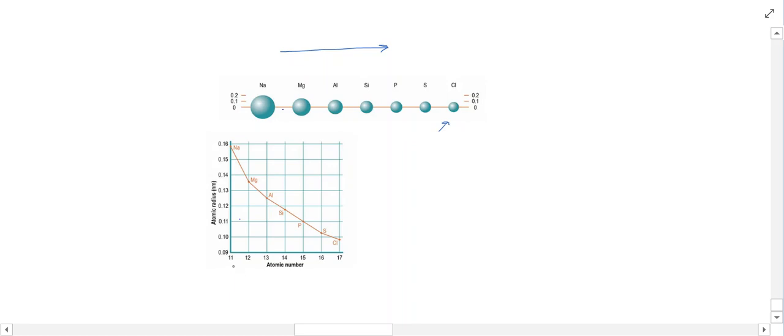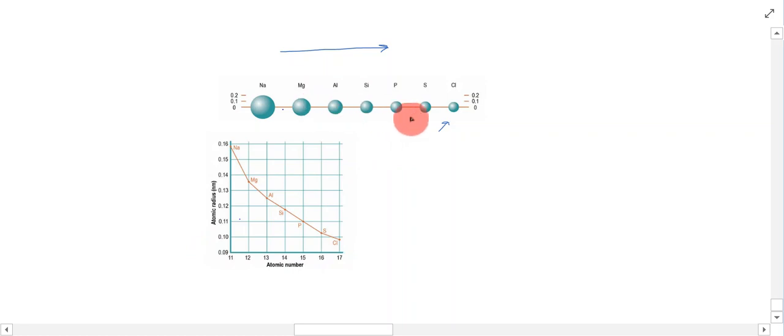So what we can see here is that even though the atomic number is getting bigger, so as you move from left to right across the periodic table, the number of protons present in each subsequent atom is increasing. But what we notice is that the size of the atomic radius is decreasing. For example, if we start off with sodium, it has an atomic radius of 0.16. And if we end up down here with chlorine, it has an atomic radius below 0.1 nanometers.